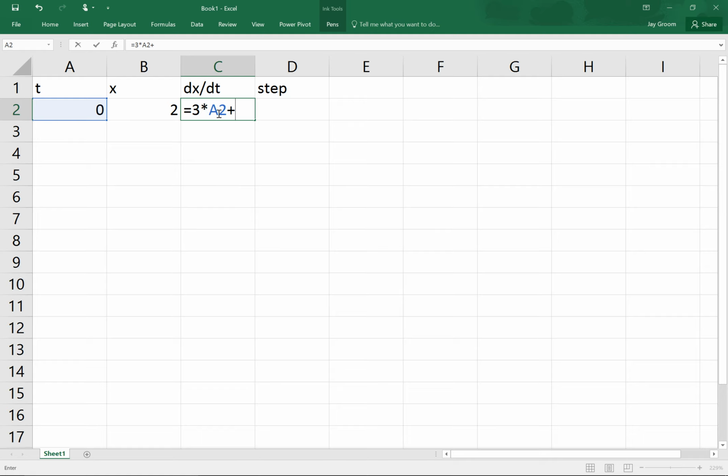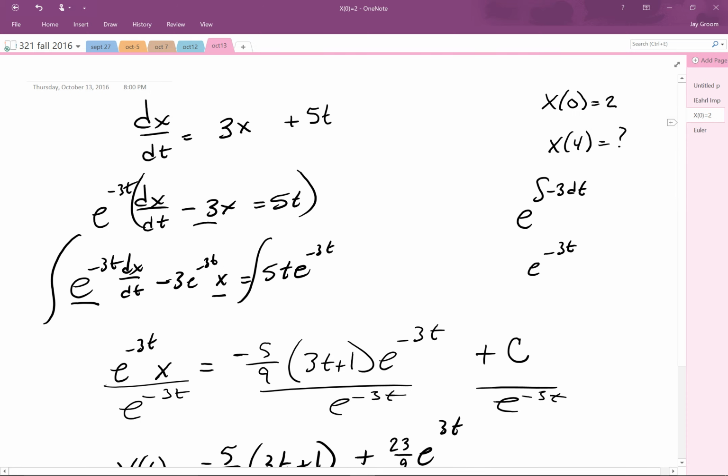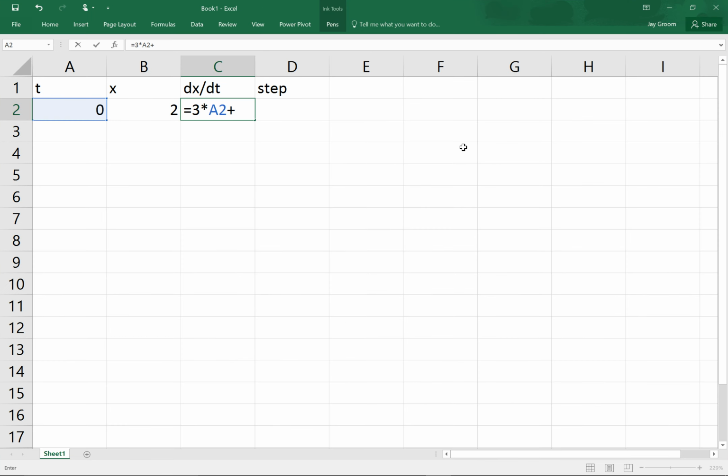No, it was 3. Look what you did. All right, let's try that again. So our function was 3x plus 5t. Okay, now I got it. It was 3x plus 5t. Cool. And let's just choose a generic step size.